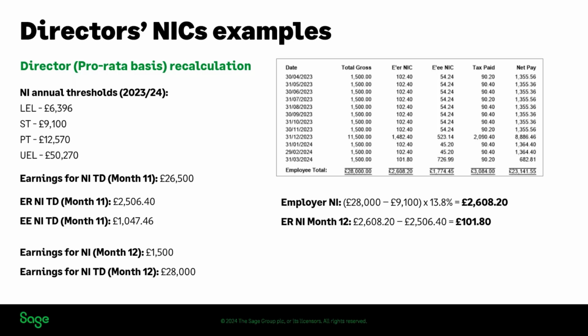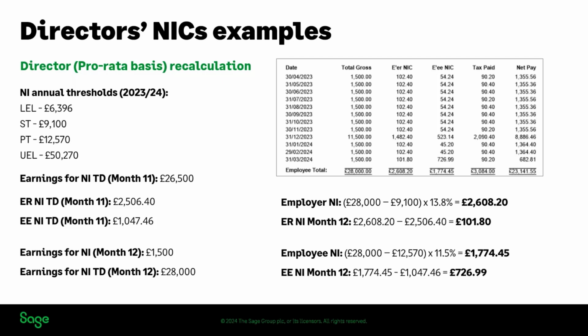So in terms of the employer, their calculation is their earnings to date minus the secondary threshold multiplied by 13.8%. So that's what they owe for the year. And if we take away what they had paid up to month 11, that gives us the £101.80 that was paid in month 12. So that's not much different to a regular month where they would receive that amount. And that's mainly because the employer's percentage remains at 13.8% on all earnings above the secondary threshold.